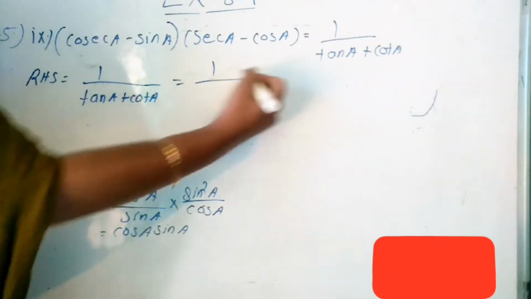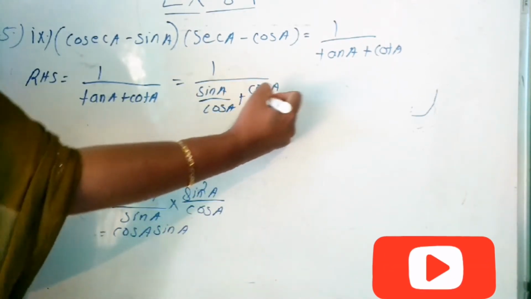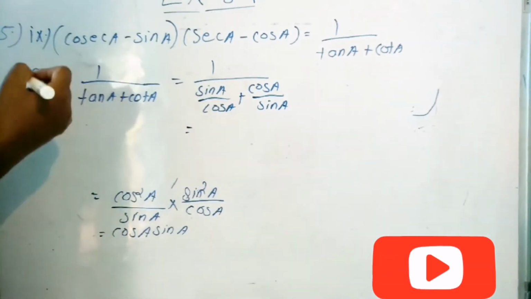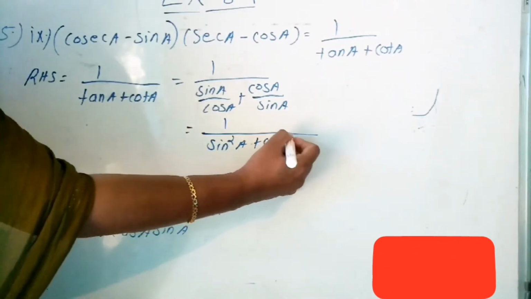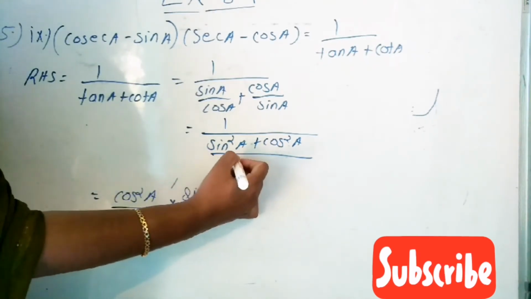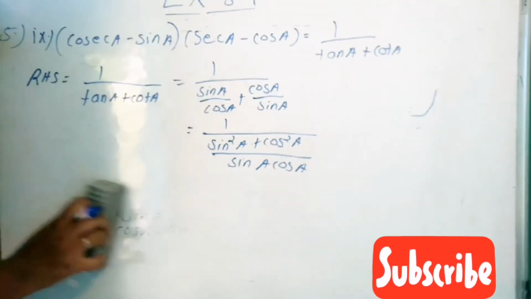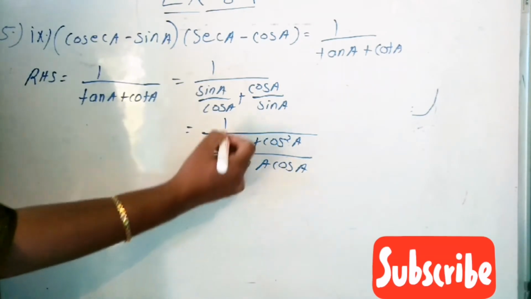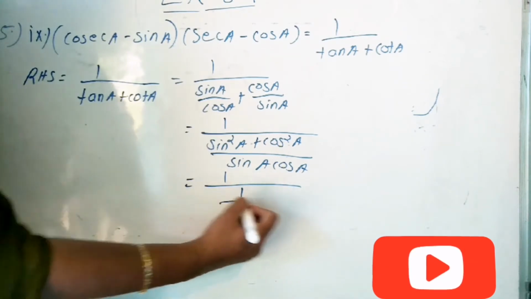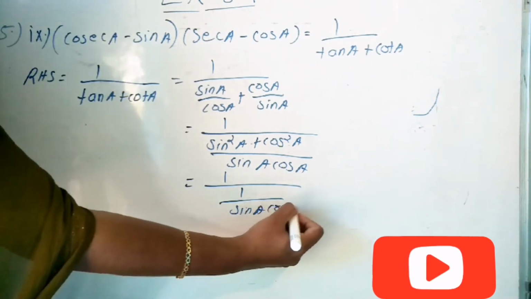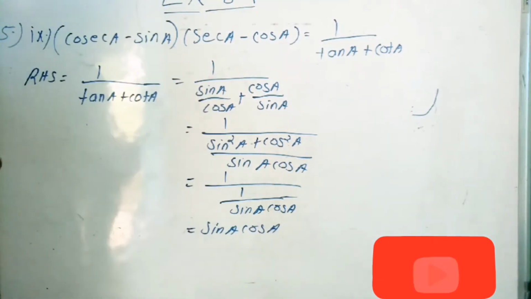This is equal to 1 by, tan A we can write as sin A by cos A, plus cot A is cos A by sin A. Just take LCM in denominator, then we will have (sin square A plus cos square A) divided by sin A cos A. Sin square A plus cos square A is 1, so 1 divided by sin A cos A. Now take the reciprocal of denominator, then we will have sin A into cos A.